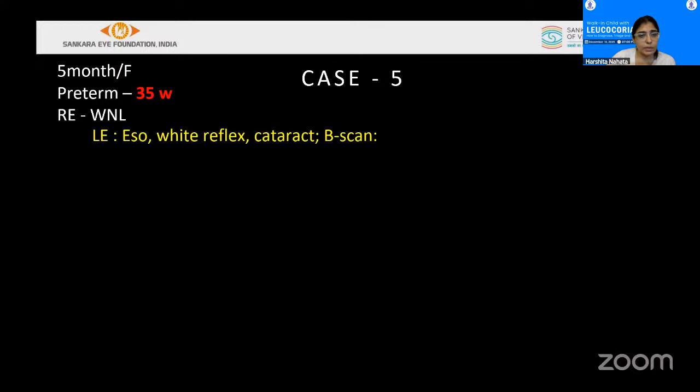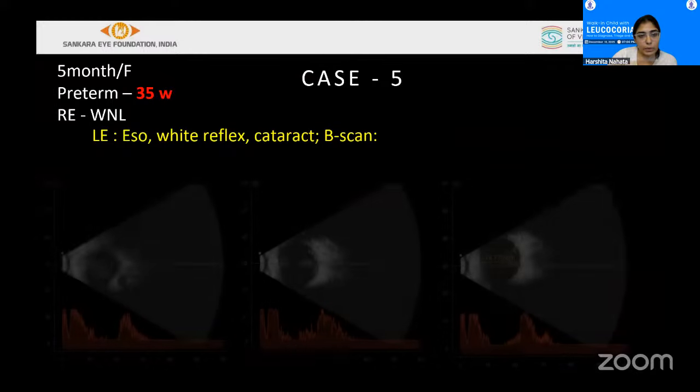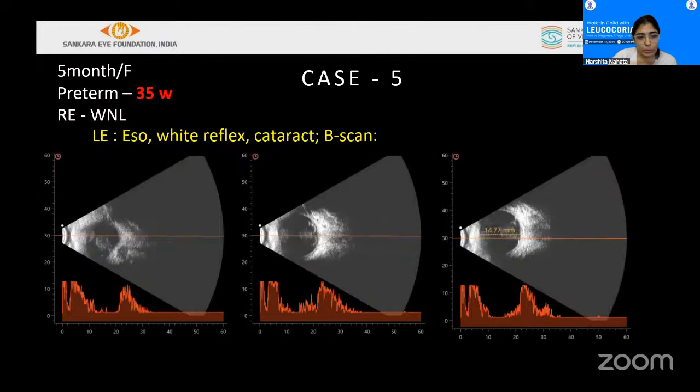Now, the last case, this was a very recent presentation, with the parents noticing the left eye was showing esotropia with a white reflex and cataract. The right eye was absolutely normal. Upon doing a B scan, we noted a thick fibrous, hyperechogenic stalk-like structure and high reflective membranes arising from the disc and going anteriorly towards the lens capsule. If you can see here, even the axial length was smaller, about 14 mm.